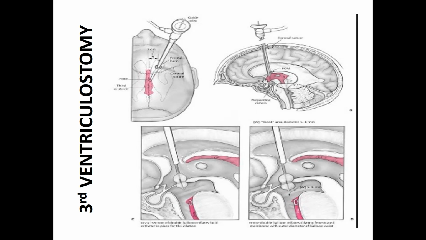Then we make a hole in the roof of the third ventricle, and we make a connection from the roof of the third ventricle to the cisterns present around the midbrain. This technique is called third ventriculostomy. So these are the different options, and thank you so much.